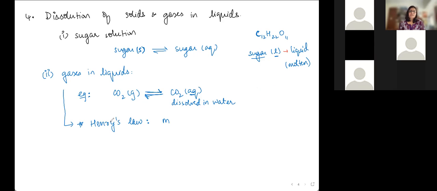Henry's law. This law is applicable whenever you're dissolving gases in liquids. What it states is the mass of the gas dissolved is directly proportional to the pressure of the gas above the solvent.